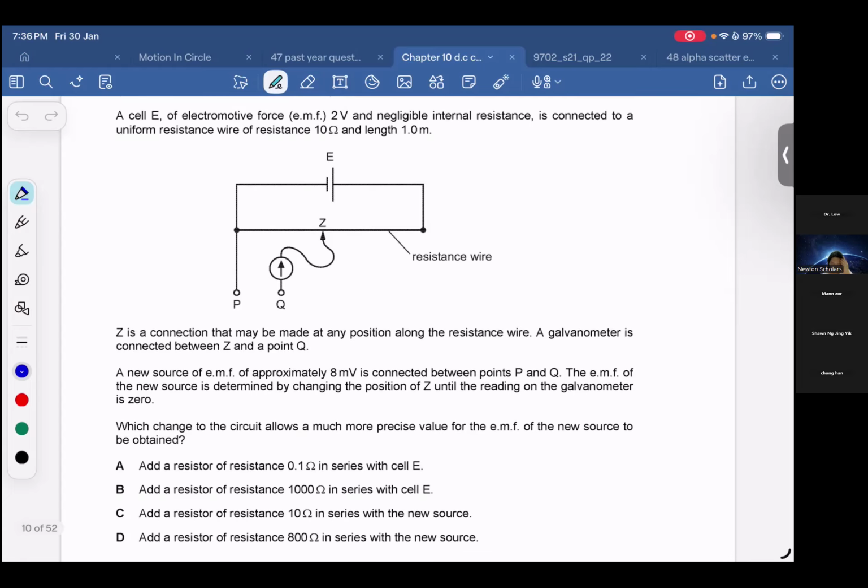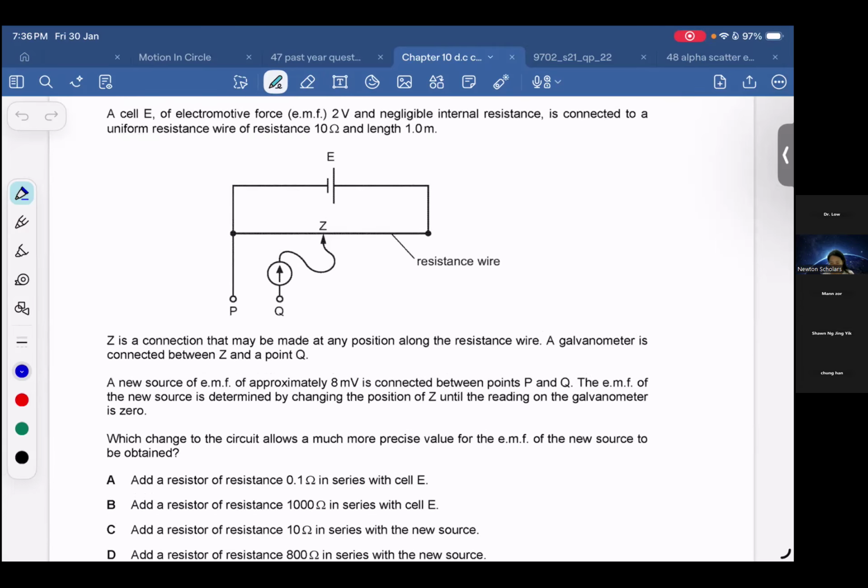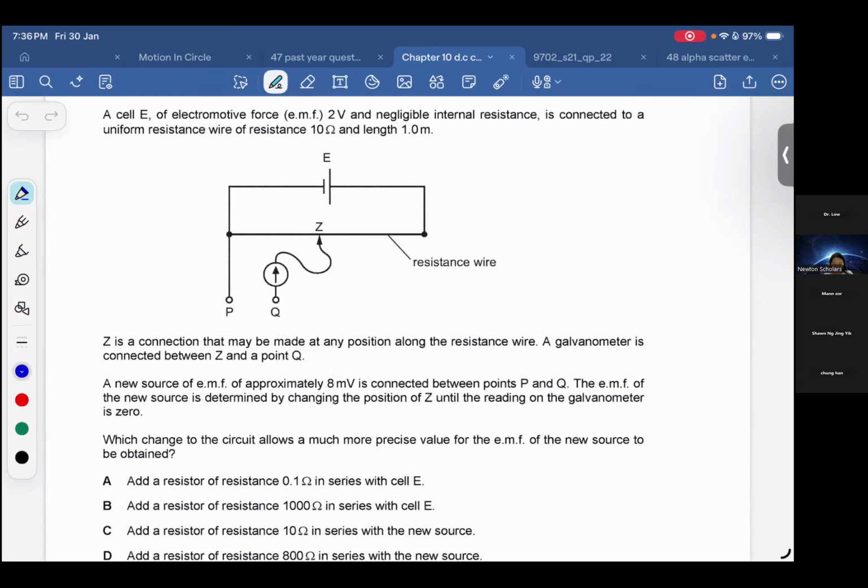So we will have a cell, a new cell. The non-cell is 2 volt, with negligible internal resistance, so we ignore the internal resistance. The wire is a uniform resistance wire, which means the cross-sectional area is uniform. The wire is 10 ohm, length is 1.0 m. Z is a connection that may be made at any position. The slider can be moved to the left, move to the right.